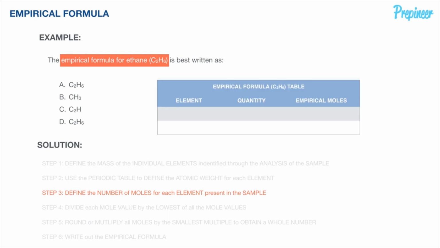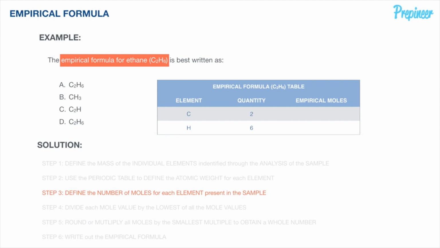So once again, we will use a table just to organize our work. We have our molecular formula. We know there are 2 carbon atoms, and we know there are 6 hydrogen atoms, so the ratio is 2 to 6.